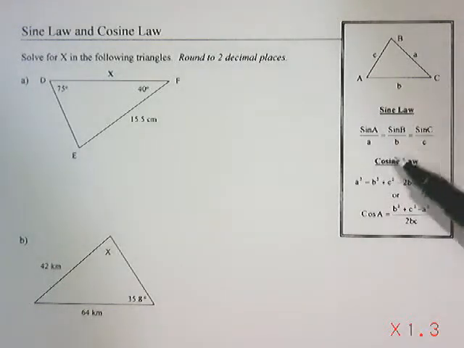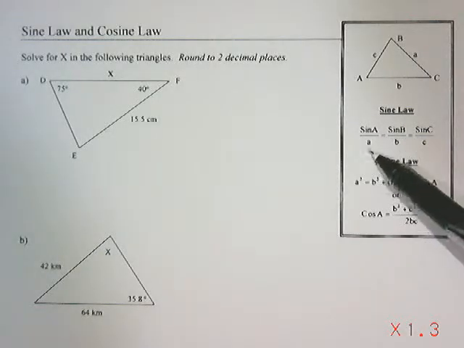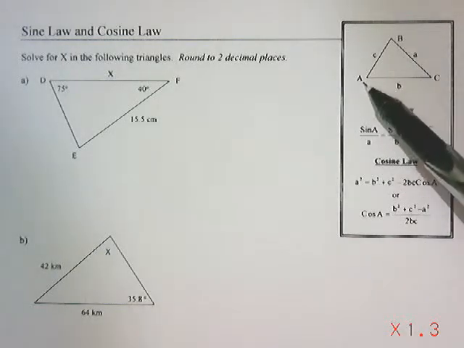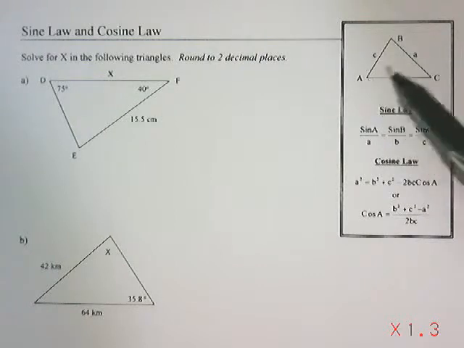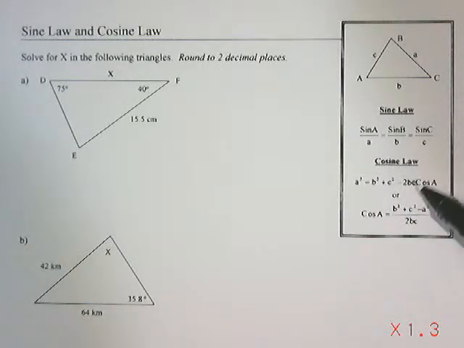Sine law is sine of angle A over side A, which gives us the same ratio as sine of angle B divided by side B, and that's the same thing as sine of angle C divided by side C. All the angles are uppercase letters, all the sides are lowercase letters, and you'll notice the sides and angles are across from each other. They have the same letter. Cosine law is a squared equals b squared plus c squared minus 2bc times cosine of angle A, or there's also a rearranged formula if you're trying to solve for just the angle.